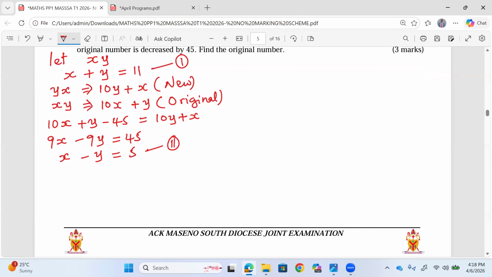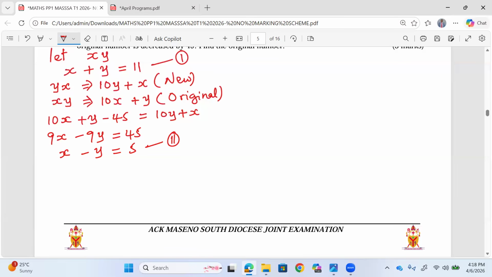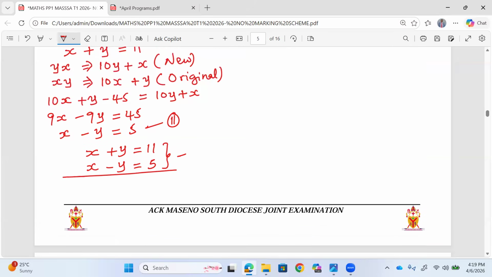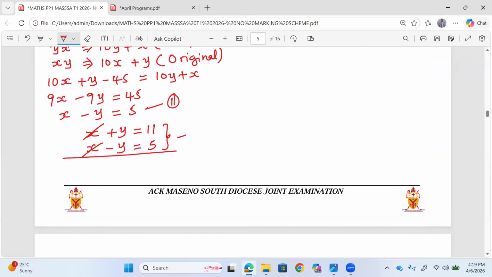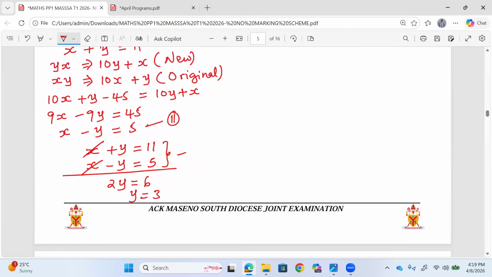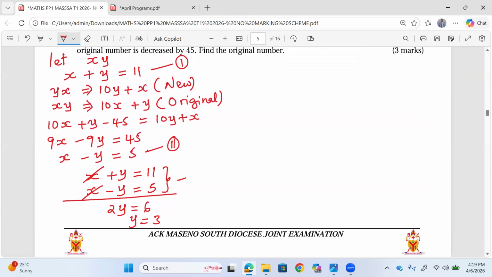We can now solve the equations simultaneously. We have the first and the second. We can solve using the elimination method since the coefficients of x are the same. When you subtract corresponding terms, x minus x is 0, and y minus negative y becomes 2y. This is equal to 11 minus 5, which is 6. And the value of y shall be 3, because we divide through by 2.